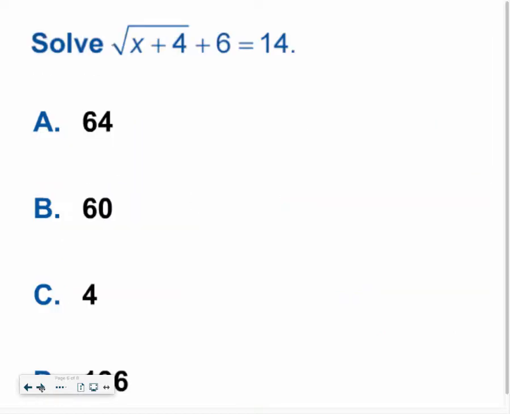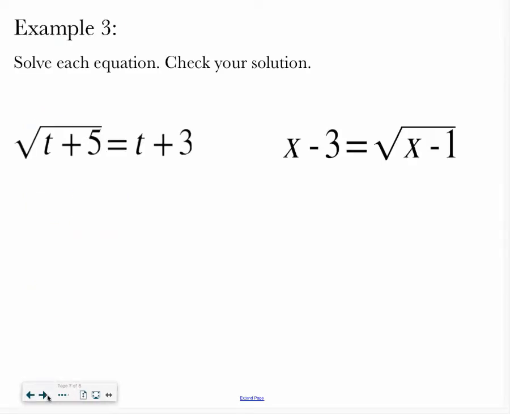Why don't you go ahead and try solving this one on your own? Good luck. Hopefully you got 60 as an answer. If not, please be sure to reach out for some help.